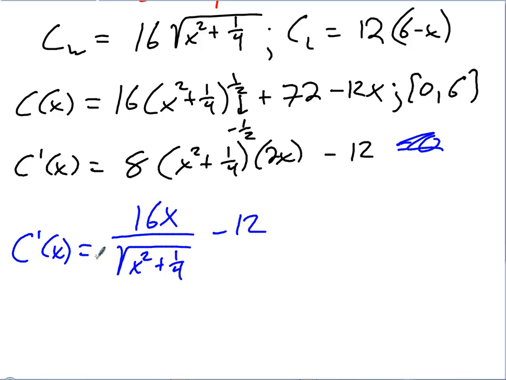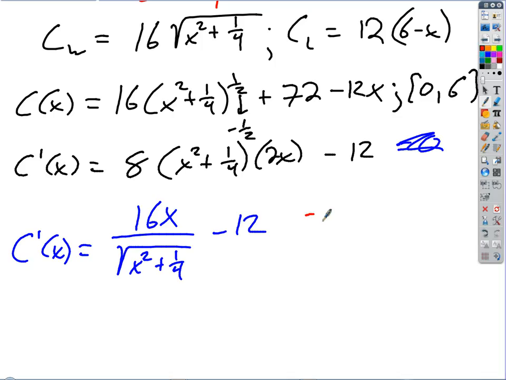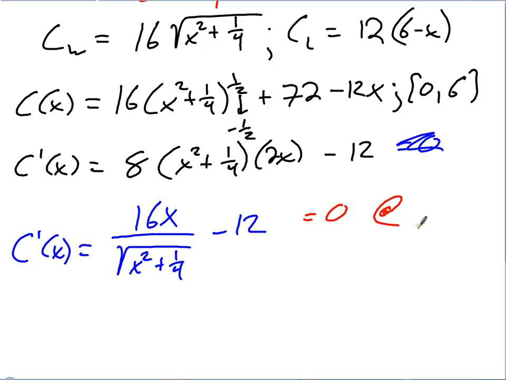Is that undefined any place? Okay, where the bottom equals 0. Now look at the argument of that square root, x squared plus 1/4. Can that ever equal 0? Okay, so we're okay there, aren't we? We're only going to get critical numbers where this thing is equal to 0. And it equals 0 when this equals 12, right? Okay.